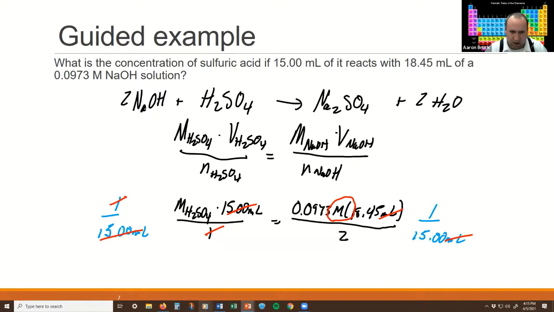is the molarity of H2SO4 is going to be 0.0973 multiplied by 18.45 divided by 2 divided by 15, which means that the molarity of the sulfuric acid to 3 significant figures, 0.0598 molar sulfuric acid.